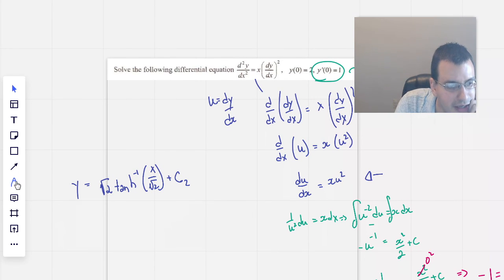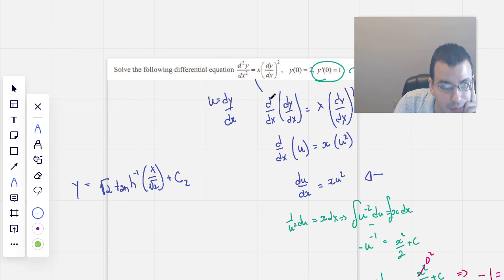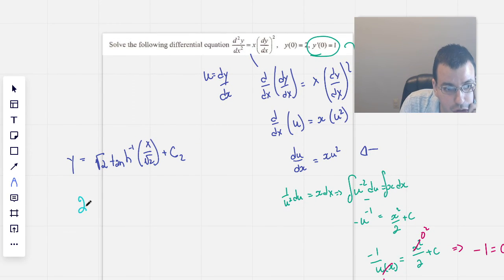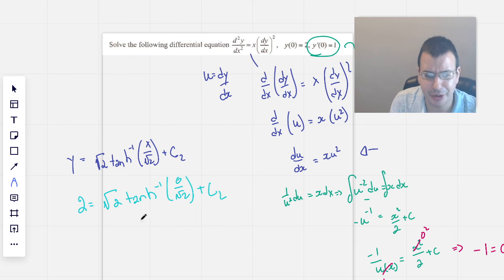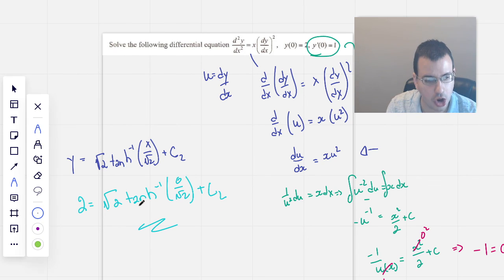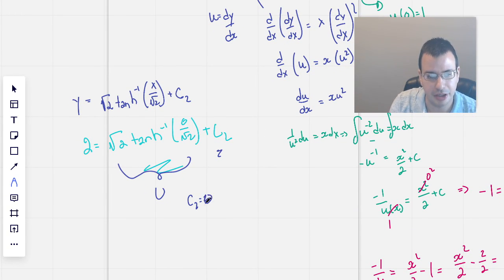And so if we plug in 0 for x, we know that 2 equals square root of 2 times the inverse hyperbolic tangent of 0 over square root of 2, which is just 0, plus C2. And I don't know what that is, so I am going to use a calculator real quick. Arc hyperbolic tangent of 0 is just 0. So this becomes 0. So we know that C2 equals 0. Therefore, it doesn't equal 0, it equals 2. That part equals 0, C2 equals 2.